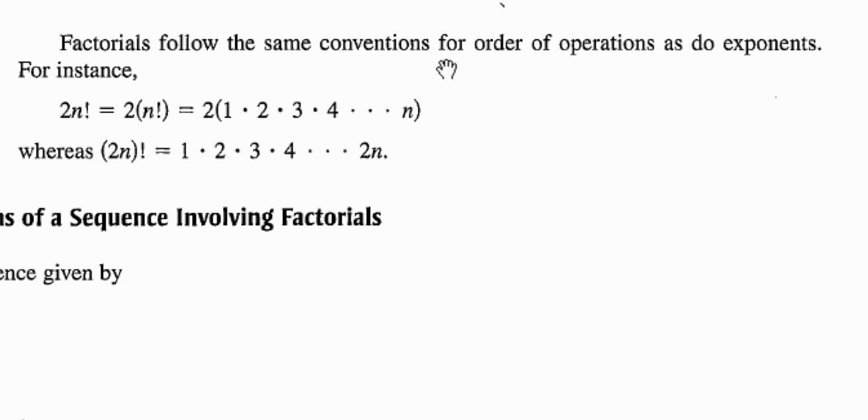Factorials follow the same conventions for order of operations as do exponents. So if you were given 2n factorial, that's actually 2 times n factorial, which is 2 times 1 times 2 times 3 times 4 all the way to n. But if you're dealing with 2n in parentheses and then the factorial outside, that's different. That'll go from 1 times 2 times 3 times 4 all the way up to 2n. And so there's a big difference between 2n factorial without parentheses and 2n inside parentheses with a factorial on the outside. So just be aware of that.